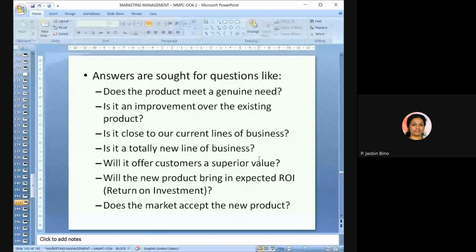So answers are sought for questions like, does the product meet a genuine need? Is it an improvement over the existing product? Is it close to our client's current line of business? Is it a totally new line of business? Will it offer customers a superior value? Will the new product bring an expected return on investment? Does the market accept the new product? All these answers or questions should be considered when we are evaluating the ideas.